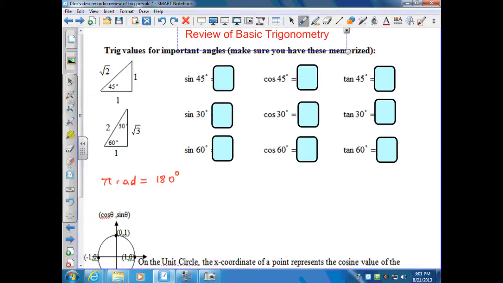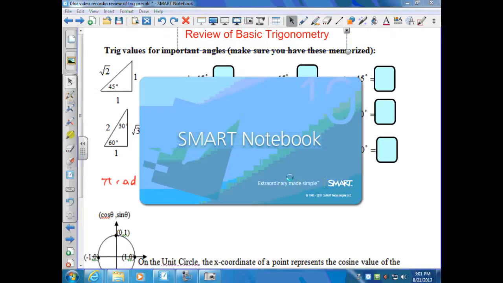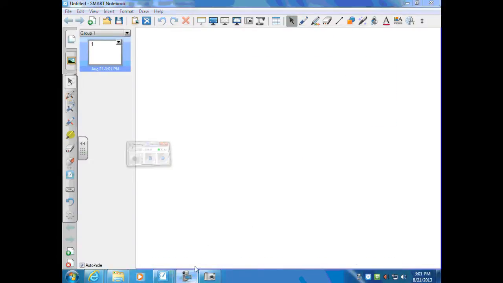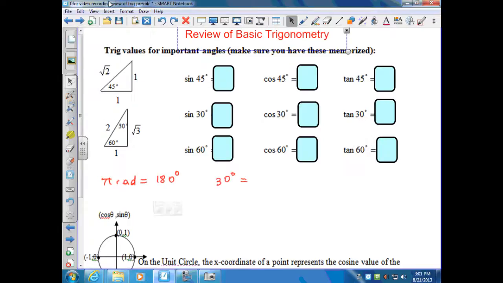So if you ever need to convert, what about 30 degrees? How many radians is that? The easiest way to determine that is to recognize that 30 degrees is 1/6 of 180. So since 180 is pi radians, then 30 will be 1/6 of pi. In other words, pi over 6 radians. Another way to get that would have been you just take the degree measure and you multiply it by pi over 180, and that will also give you pi over 6 radians.